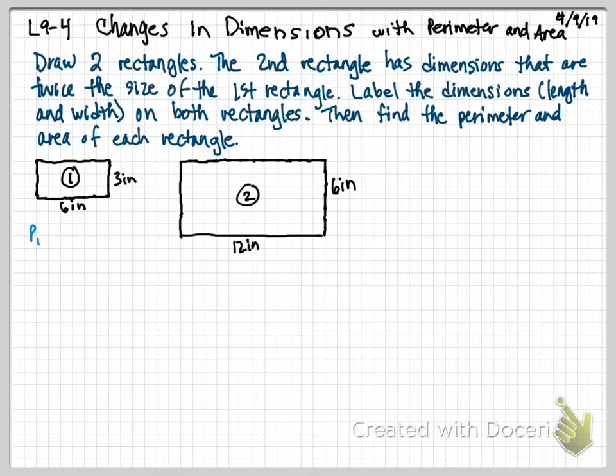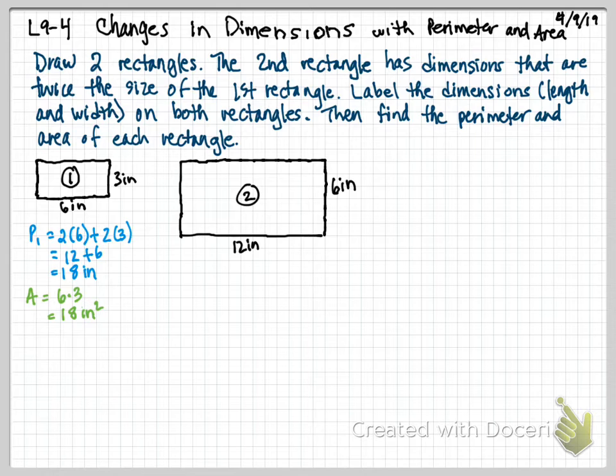So perimeter of this first one, we're going to take 2 times the length, which is 6, plus 2 times the width, which is 3. So I get 12 plus 6 equals 18 inches. Okay? Let's figure out what its area is. So area is going to be the length times the width, or base times the height. So we get 6 times 3, and that gives me 18 square inches.